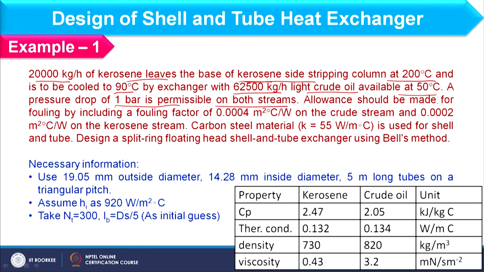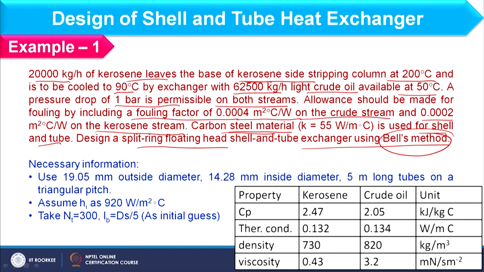Allowance should be made for fouling by including a fouling factor of 4 into 10 to the power minus 4 meter square degree Celsius per watt on the crude side, and 2 into 10 to the power minus 4 meter square degree Celsius per watt on the kerosene side. Carbon steel material is used for shell and tube, and here we have a split ring floating head shell and tube exchanger, and we have to design this exchanger using Bell's method.